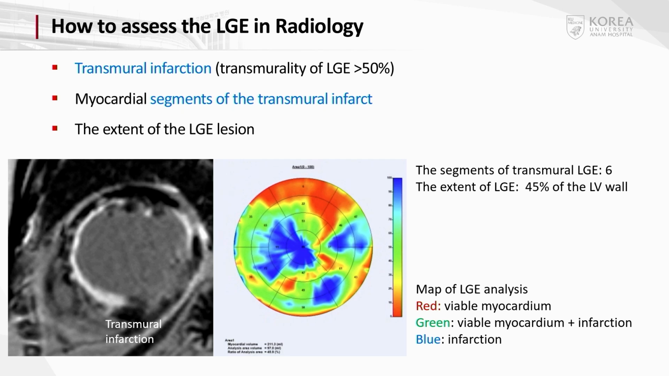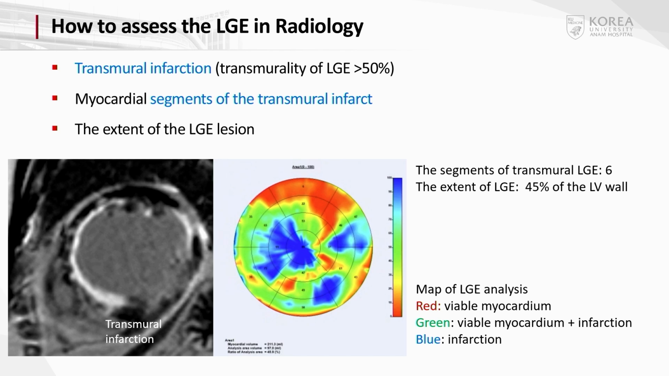In my clinical practice, when I read an MRI, I personally identify transmural infarction on LGE, count the number of affected segments of transmural infarction, and then finally calculate the total percentage of the LV wall involved. This gives us a visual and quantitative overview of the infarct burden.